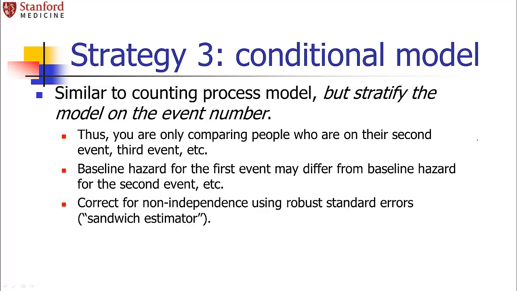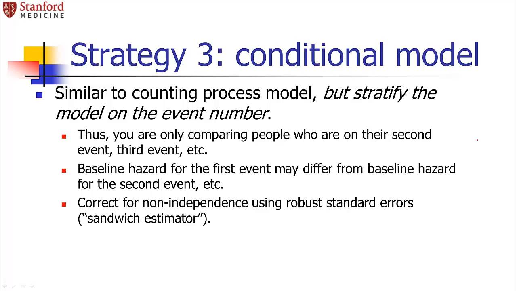However, we're going to do one additional thing in the conditional model, which is we're going to stratify on which event number you're on, so that we're only comparing people who are on their first event to other people who are on their first event. We're only comparing people who are on their second event to other people who are on their second event. This recognizes the fact that the baseline hazard for the first event could be different from the baseline hazard for the second event.